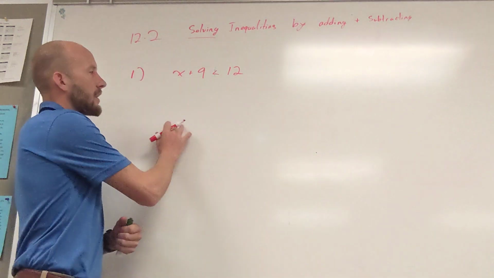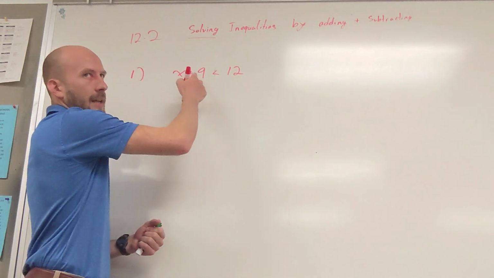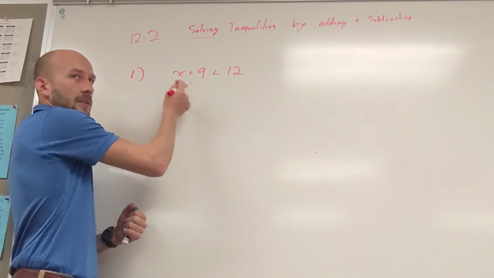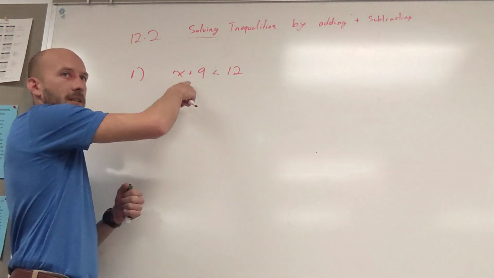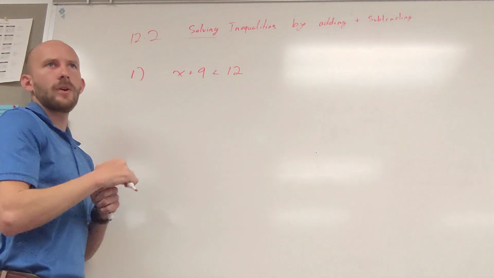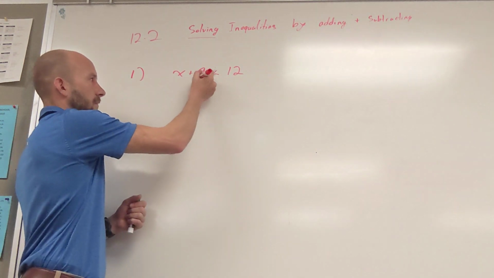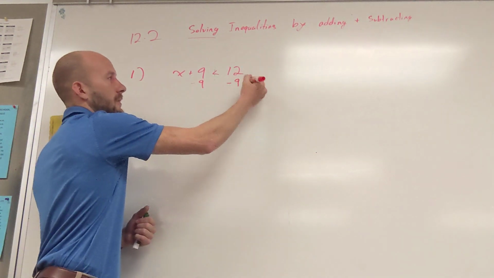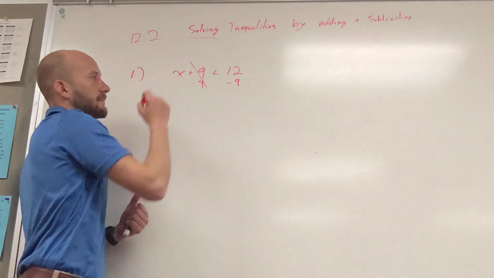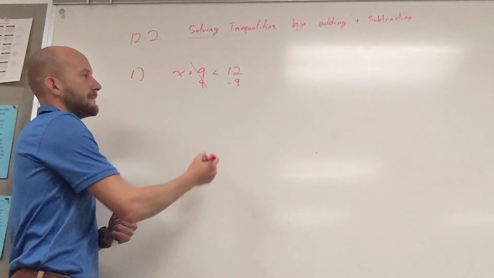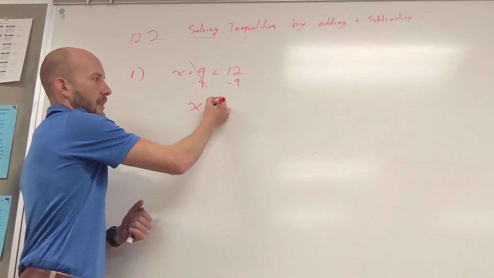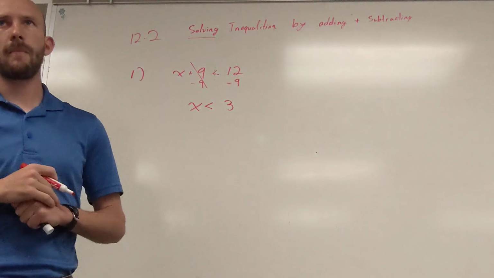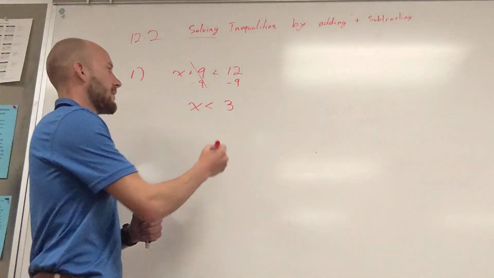All right, so if I want to get the x by itself, I have to cancel out whatever else is on that side. In this case, I have to cancel out the 9. Since this is addition, how do I undo addition? Subtraction. So I subtract 9. And whatever I do on that side, I also have to do on this side because I have to keep it balanced. Those will cancel out, and then my inequality sign just comes down. I am left with x is less than 3.